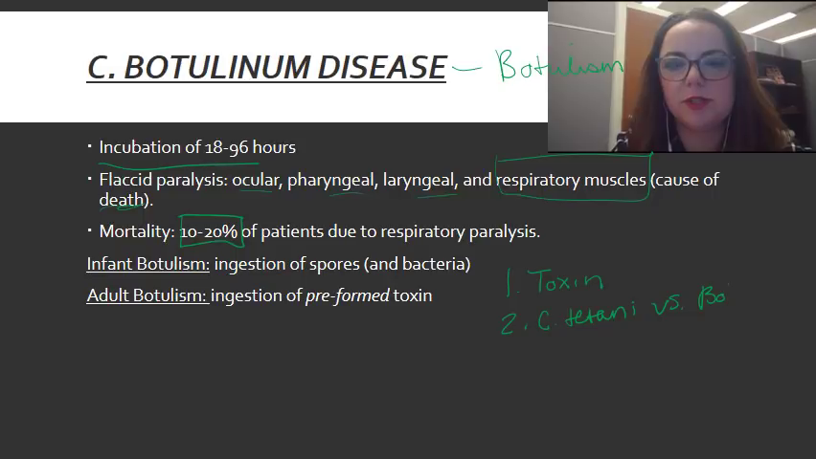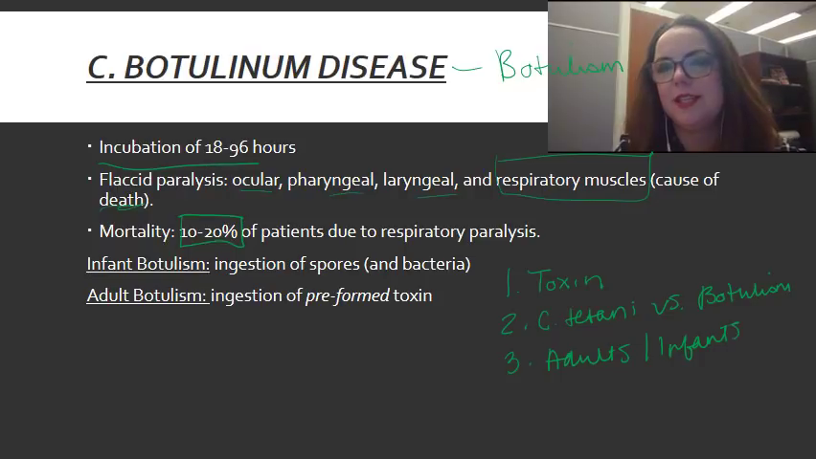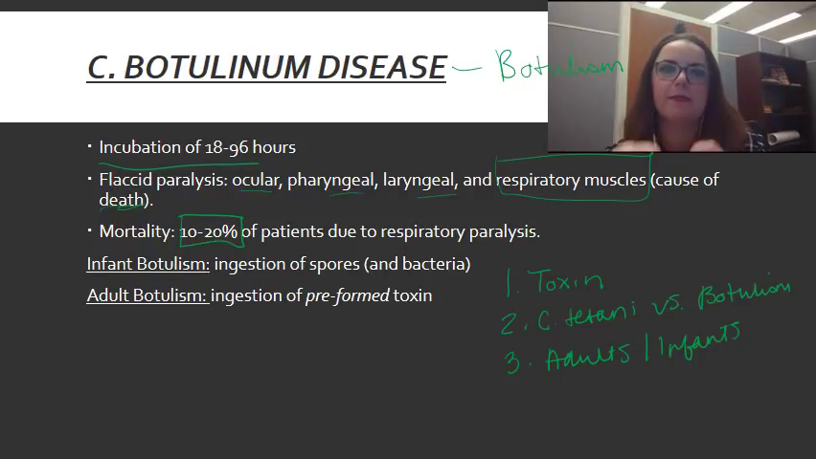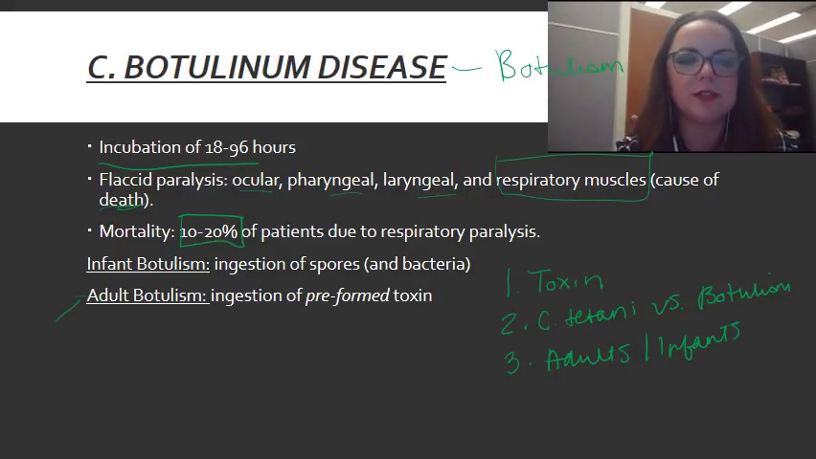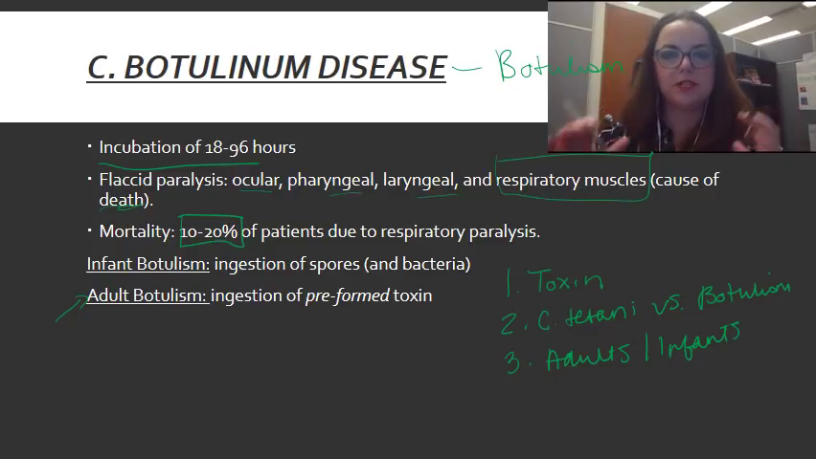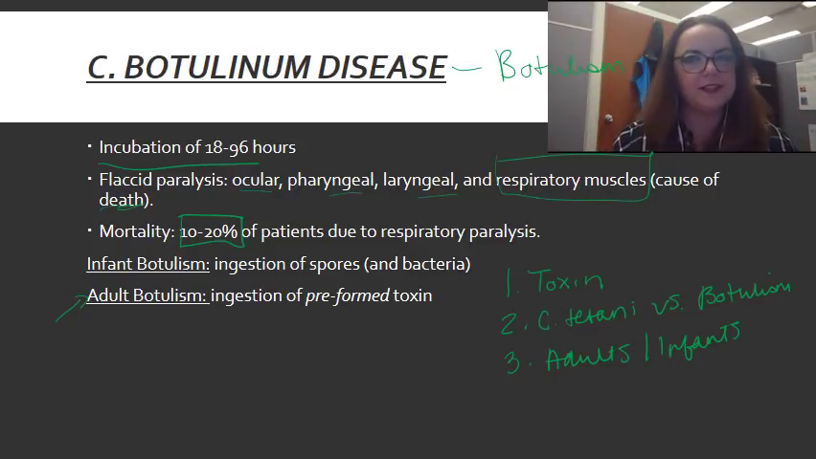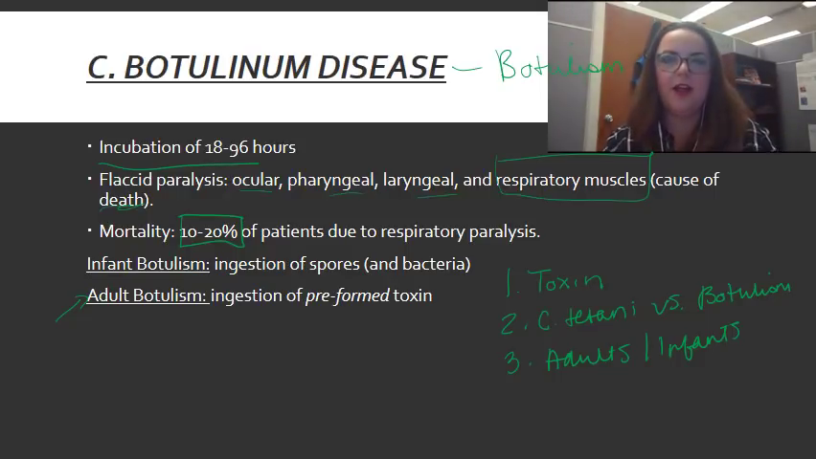Remember your buzzwords. The last thing that people are going to ask about, and this is kind of the big one, is adults versus infants. Because it's not so much that the disease is different, it's the mechanism by which they get disease. So the key things to keep in mind is that with adults, it's due to ingestion of the pre-formed toxin. With infants, it's ingestion of vegetative bacteria that leads to disease. So let's dig into that a little bit more.